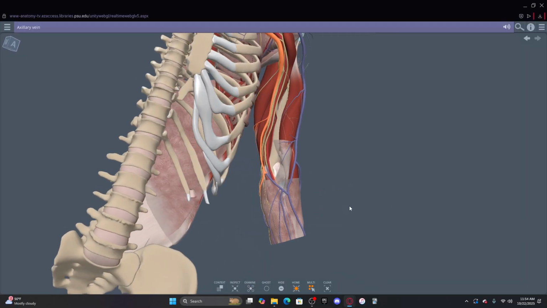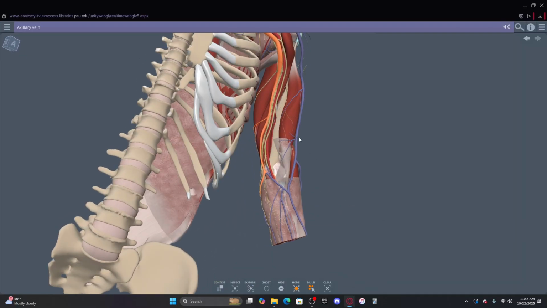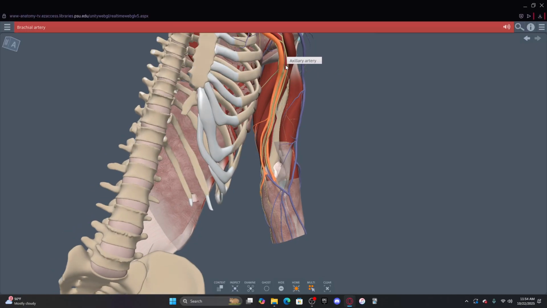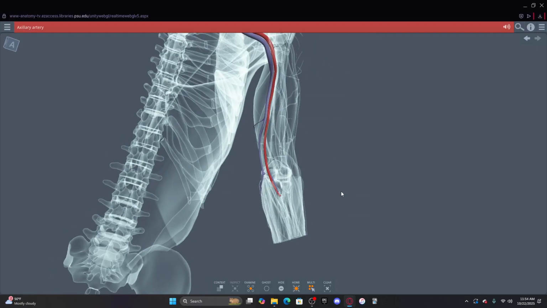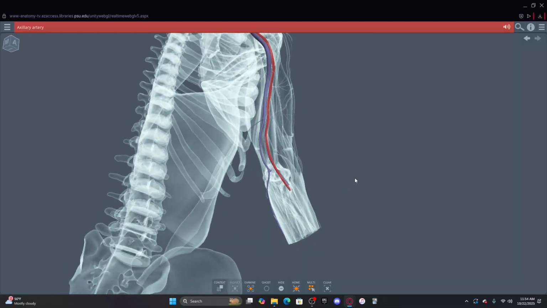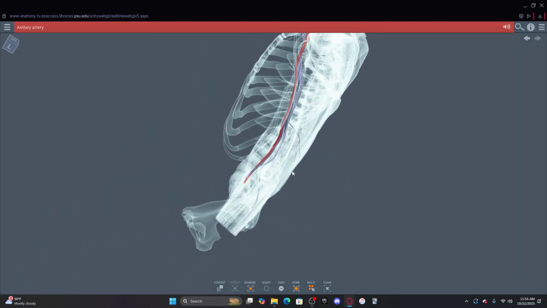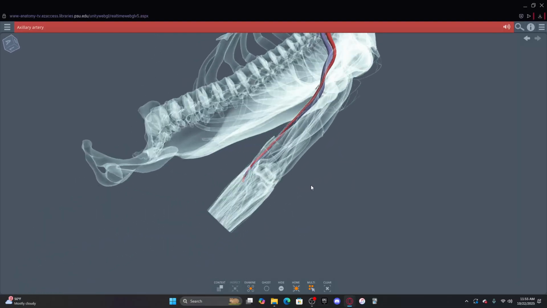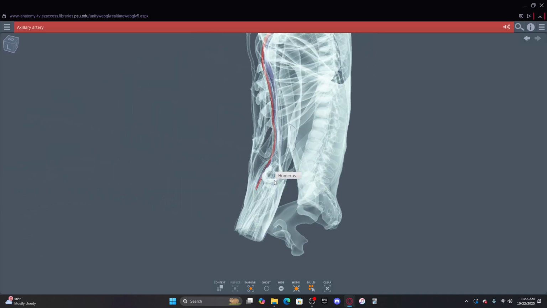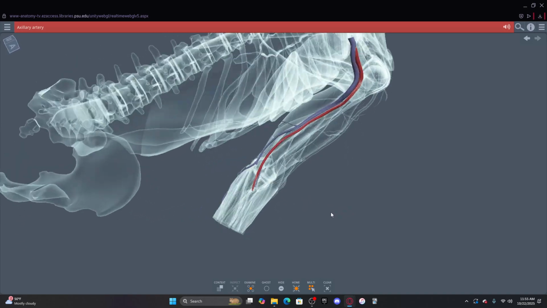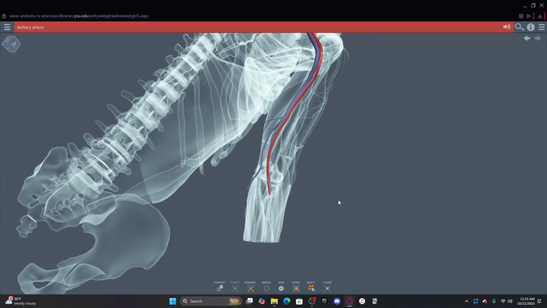All right, and our brachial vein is running with our brachial artery, which is the continuation of the axillary artery. All right, so our brachial artery and vein are running together, and they're moving deep. Whereas very superficially, we have our basilic vein.